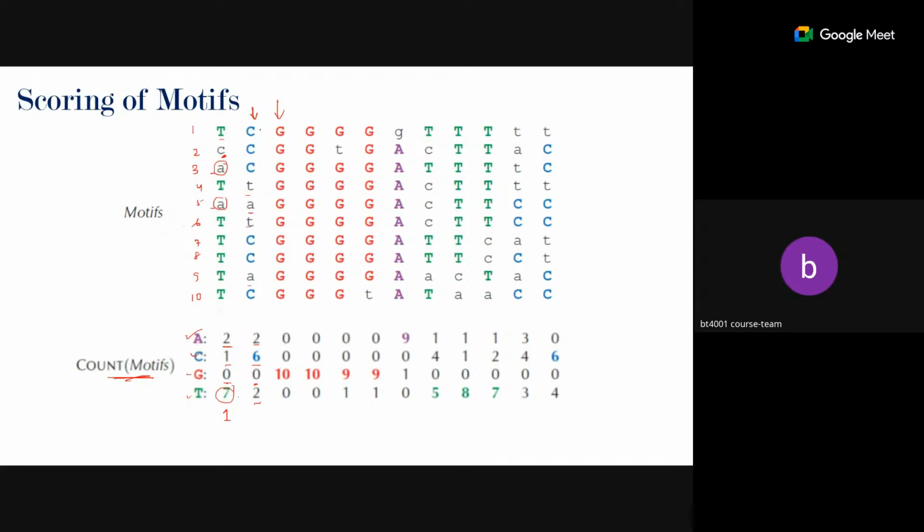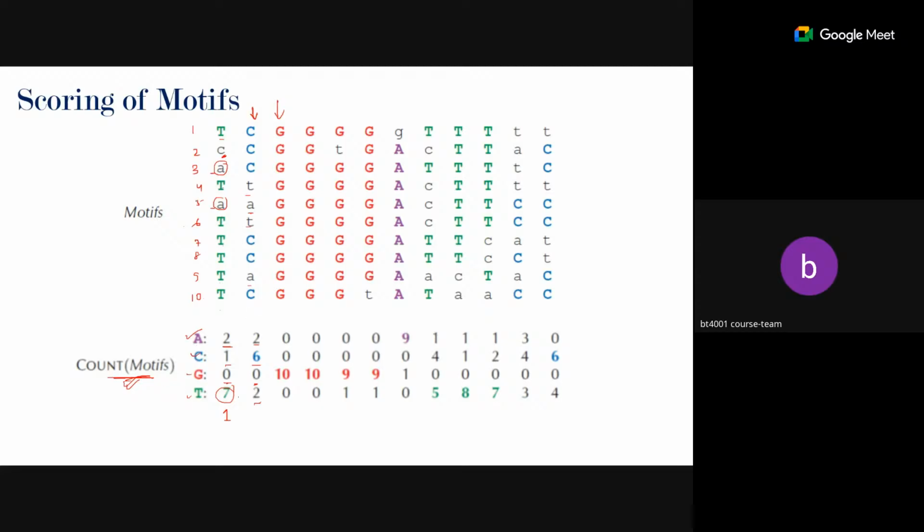We just have to count the number of occurrences of each of these nucleotides. Once this count is done, we will look into something called a probability structure. In the count, we are just counting these values, but we want to represent it as a probability.